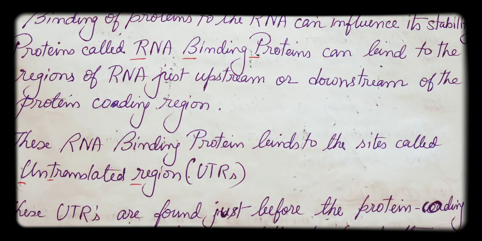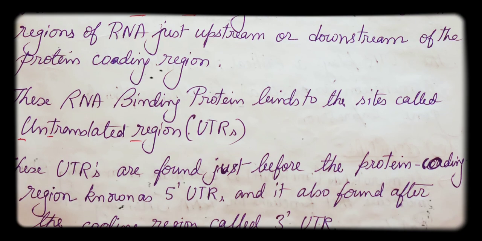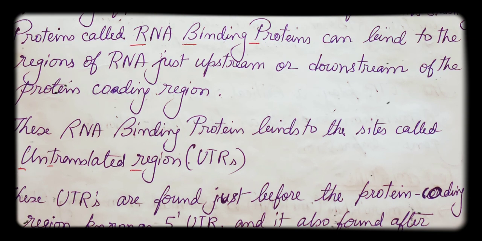Untranslated regions are the regions which are found outside the open reading frame. If you say in simple words, although there is a more critical definition, untranslated regions are located outside the open reading frame, where RNA binding proteins will bind and influence the stability of that RNA. Better to say, it regulates the mRNA. Actually, it regulates the transcription process, post-transcription and modification process, as well as the translation process.